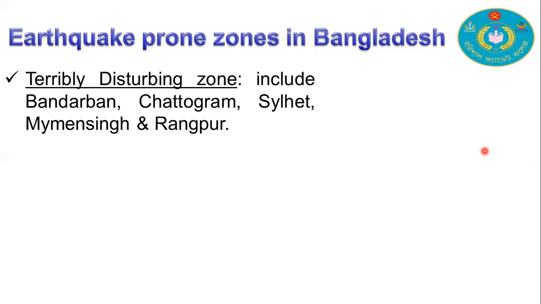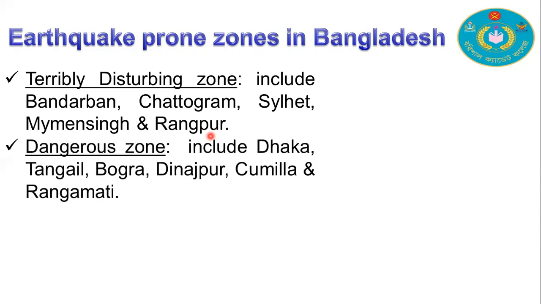A consortium company divided our country into three earthquake-prone regions. Firstly, the terribly disturbing zone. In this zone are Bandarban, Chattogram, Sylhet, Mymensingh, and Rangpur division. That means part of Rangpur division is included in this zone. The second zone for earthquakes is the dangerous zone. In this zone, Dhaka, Tangail, Bogra, Dinajpur, Cumilla, and Rangamati are included here.